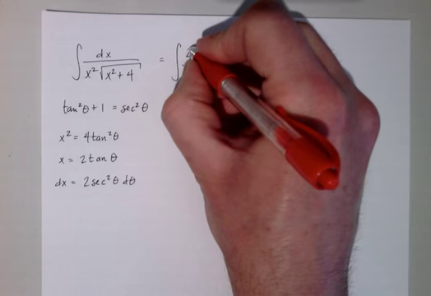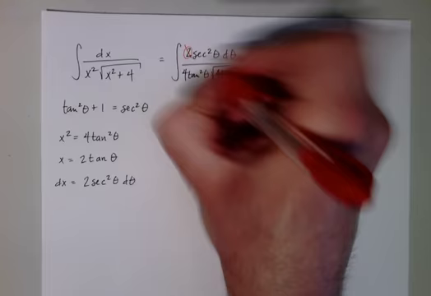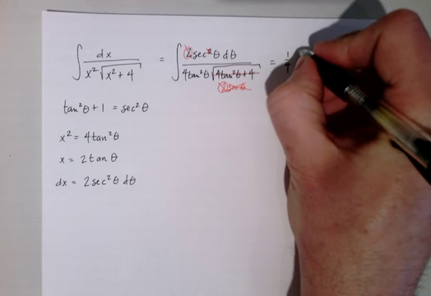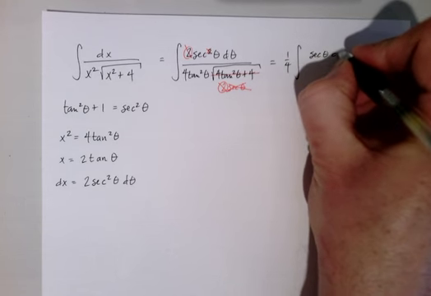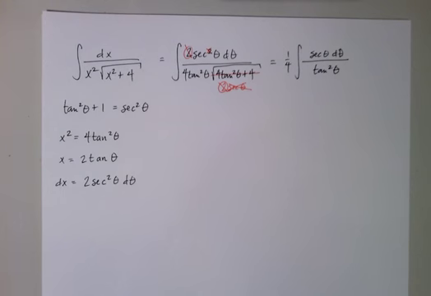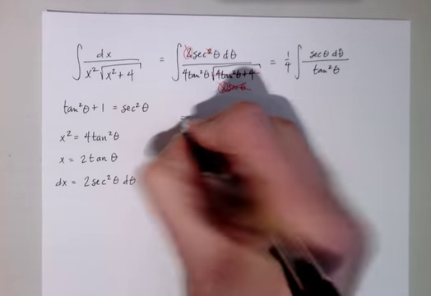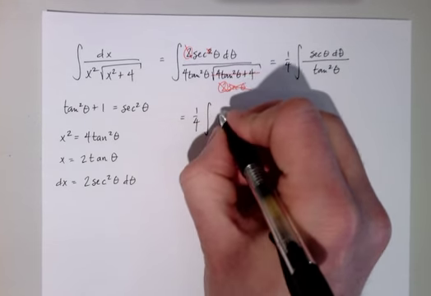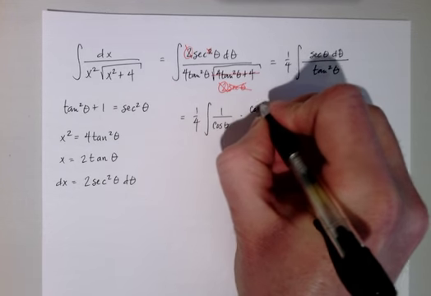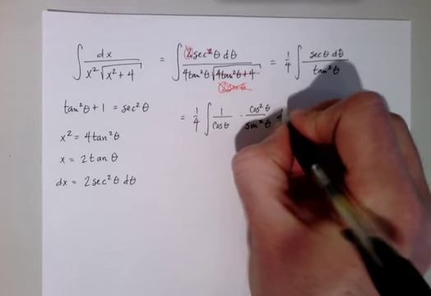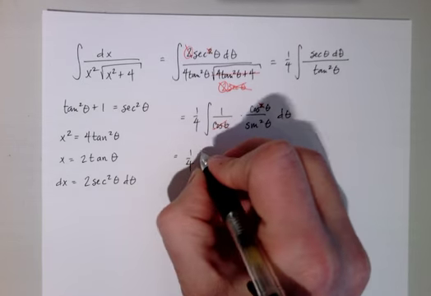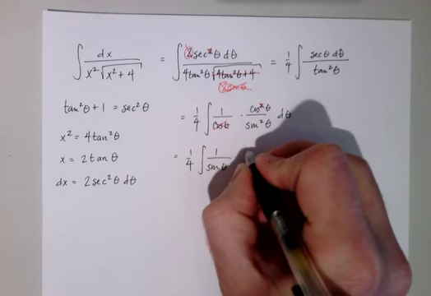At this point, I recognize the fact that that 2 can cancel with that 2. I recognize that one of these secants can cancel with this secant, okay? And then I'm left with, I'm going to go ahead and pull that 1/4 out in front. I'm left with secant theta d theta over tangent squared theta. Well, that looks like a mess. Except, you know, and I've taught you this before, when in doubt, let's change everything into sine and cosine. Secant is 1 over cosine. Tangent squared, if I'm dividing by it, is the same as multiplying by cotangent squared.